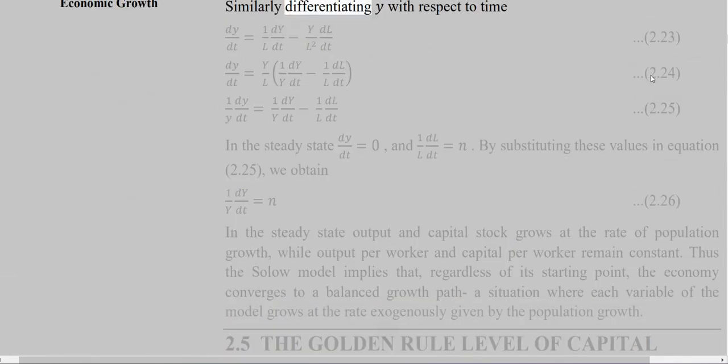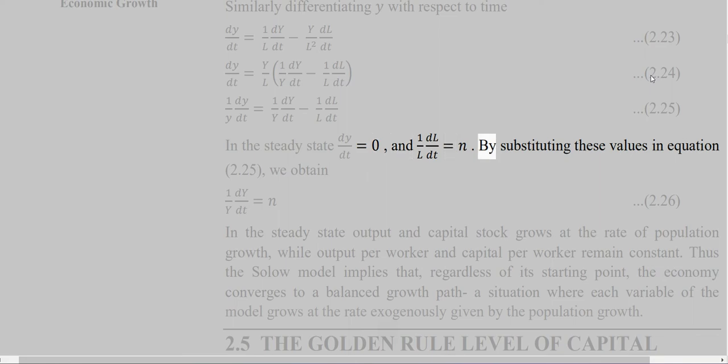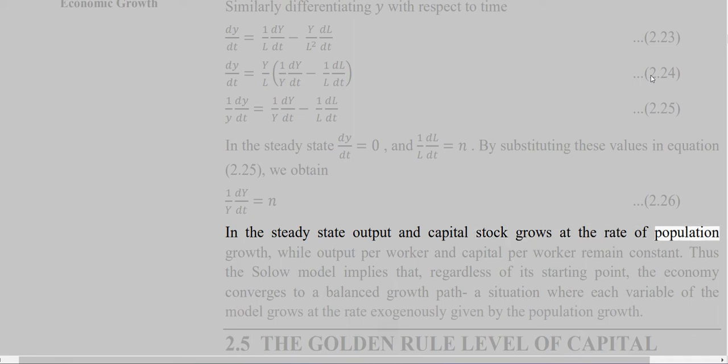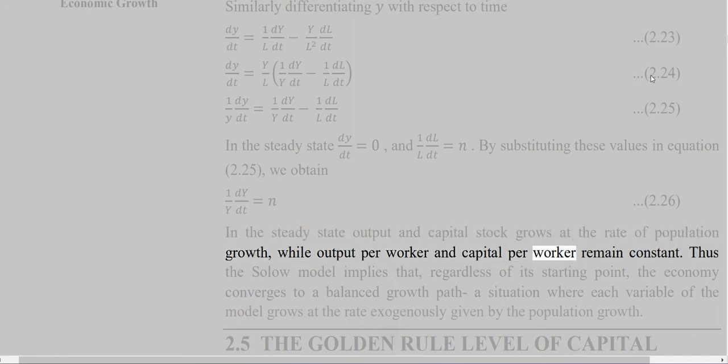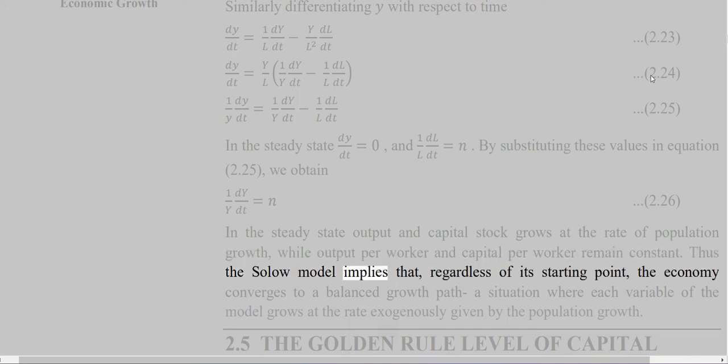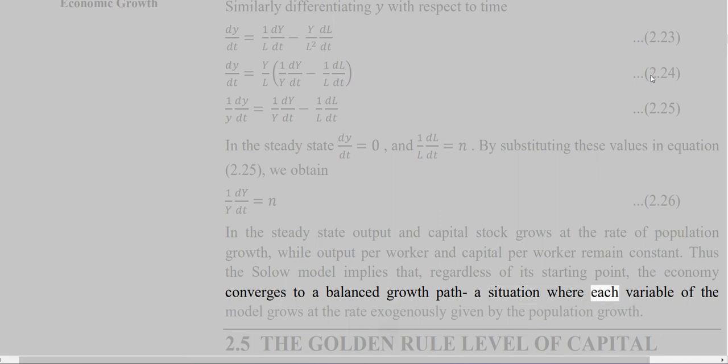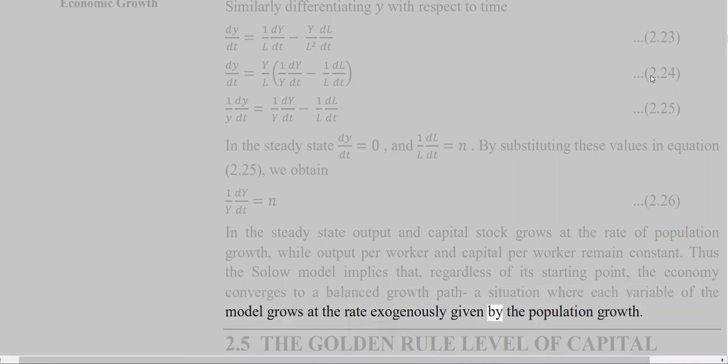Economic growth. Similarly, differentiating Y = yL with respect to time, Ẏ = ẏL + yL̇ (2.23), Ẏ/Y = ẏ/y + L̇/L (2.24), Ẏ/Y = ẏ/y + n (2.25). In the steady state ẏ equals 0 and L̇/L equals n. By substituting these values in equation 2.25, we obtain Ẏ/Y = n (2.26). In the steady state, output and capital stock grow at the rate of population growth, while output per worker and capital per worker remain constant. Thus, the Solow model implies that, regardless of its starting point, the economy converges to a balanced growth path, a situation where each variable of the model grows at the rate exogenously given by the population growth.